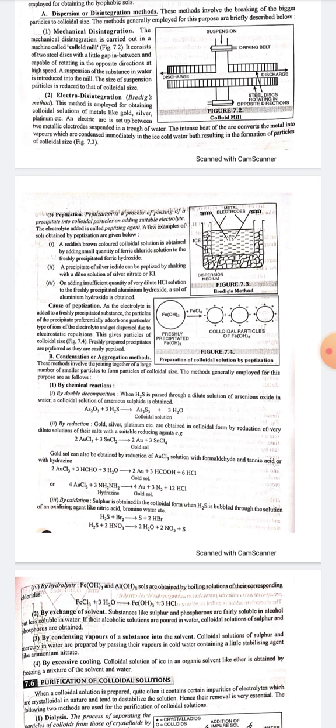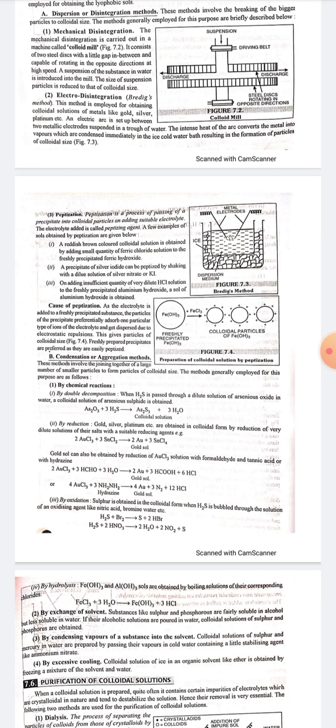As the electrolyte is added to a freshly precipitated substance, the particles of the precipitate absorb one particular type of ion of the electrolyte and get dispersed due to electrostatic repulsion. This gives particles of colloidal size. Freshly prepared precipitates are preferred as they are easily peptized. B. Condensation or aggregation methods.